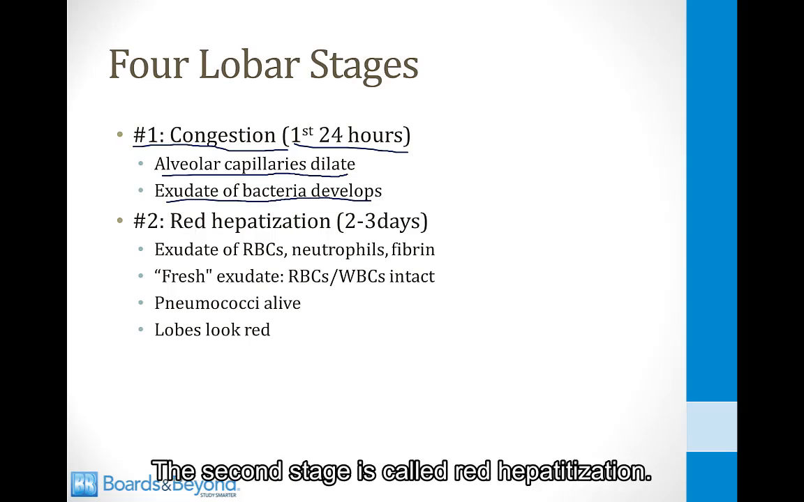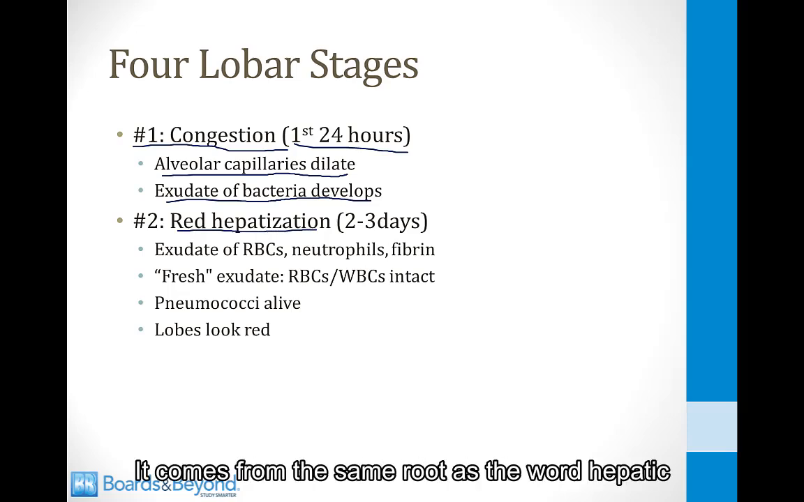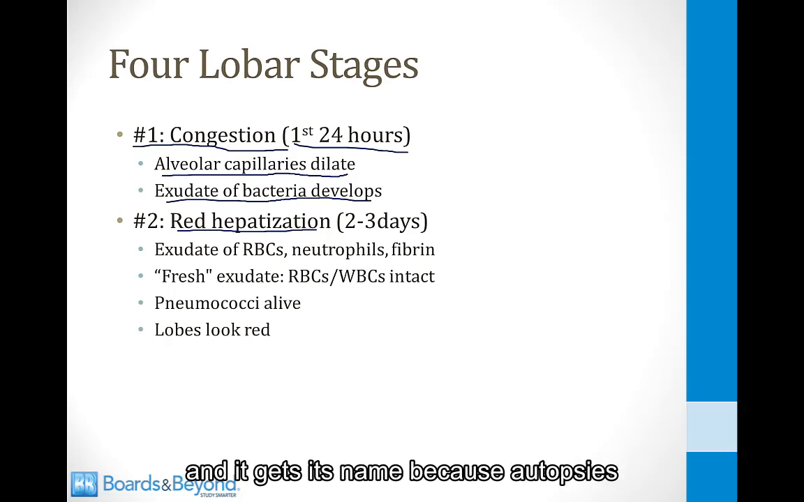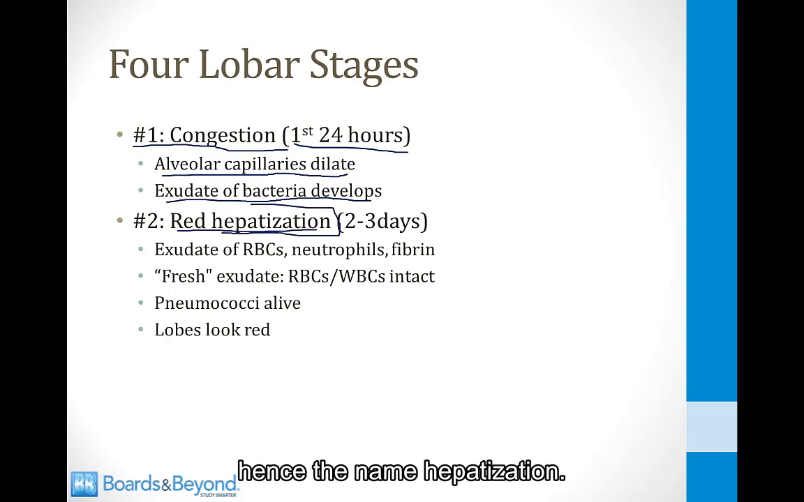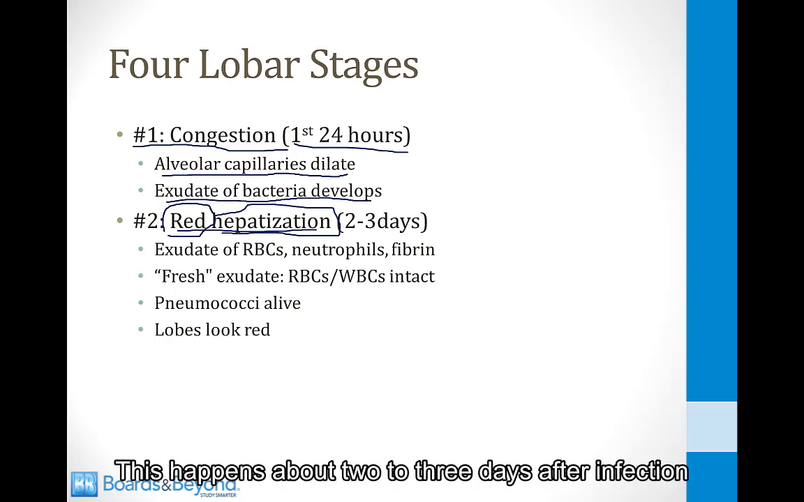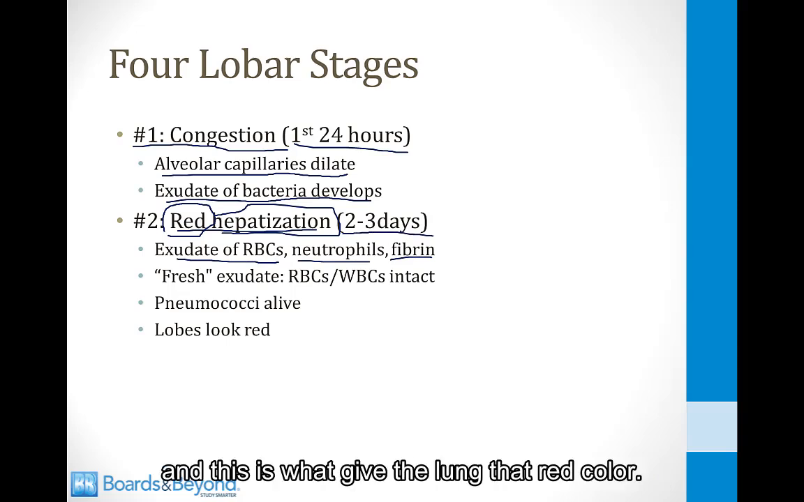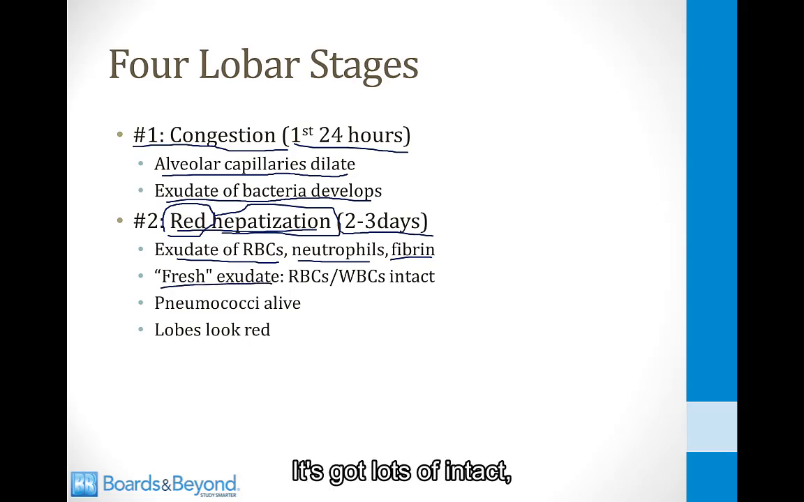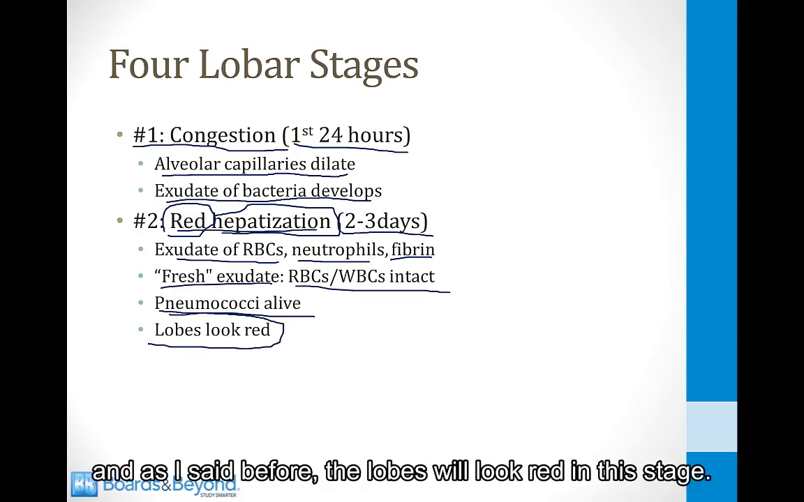The second stage is called red hepatization, and hepatization means the lung begins to look like the liver. It comes from the same root as the word hepatic, and it gets its name because autopsies of people who died in the first 2 to 3 days of infection would show lobes of the lung that looked like the liver, hence the name hepatization. And it's called red hepatization because the color of the lung in this stage is red. This happens about 2 to 3 days after infection, and exudates of red blood cells and neutrophils and fibrin form, and this is what gives the lung that red color. It's a fresh exudate. It's got lots of intact red cells and white blood cells. The pneumococci are still alive, and as I said before, the lobes will look red in this stage.